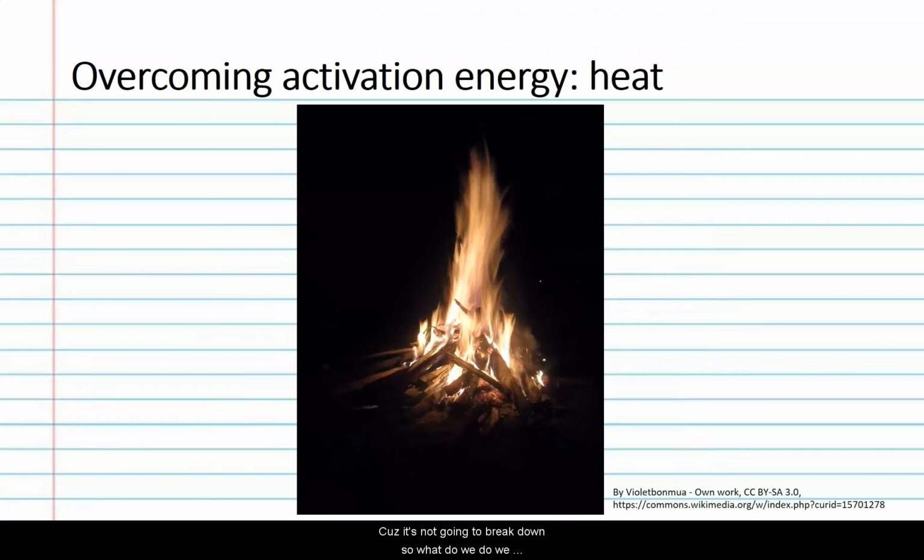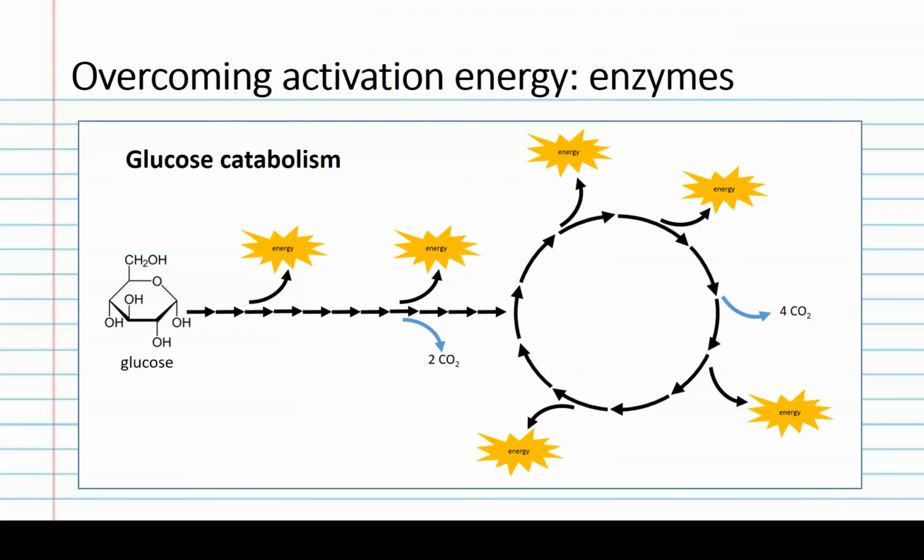So what do we do? We take a match and we light that log on fire. By using that match, we're introducing a little bit of heat. Heat is a form of energy, and that provides the energy necessary to overcome activation energy. Now, within cells and within living things, heat isn't particularly useful for overcoming activation energy because bodies are maintained at a relatively constant temperature. So instead, organisms use enzymes to speed up the rate of a reaction.